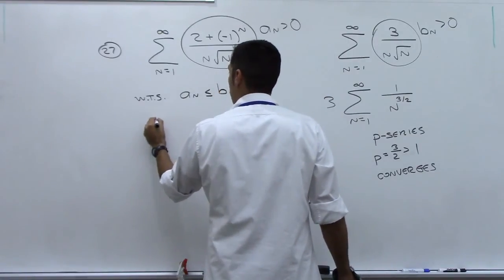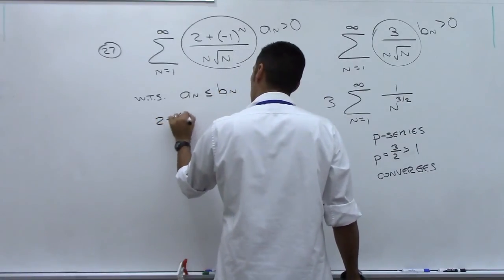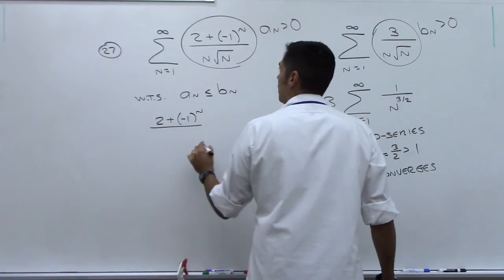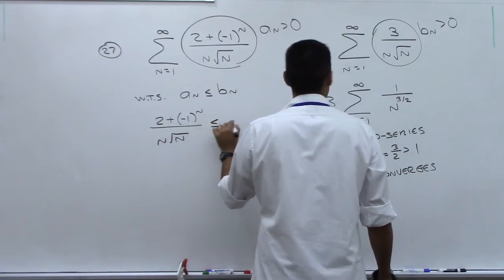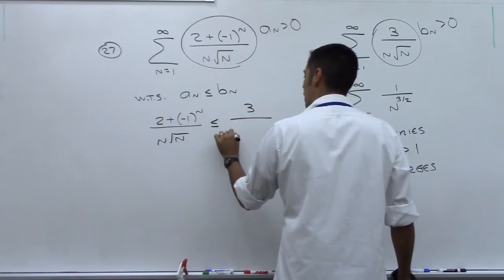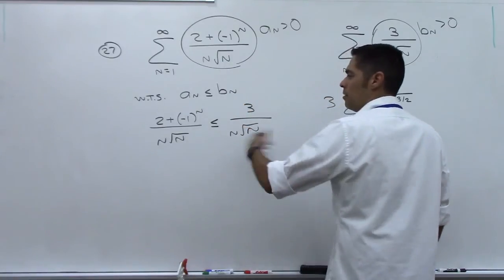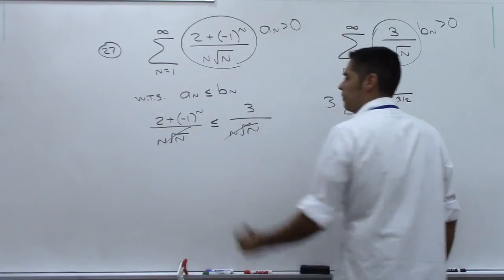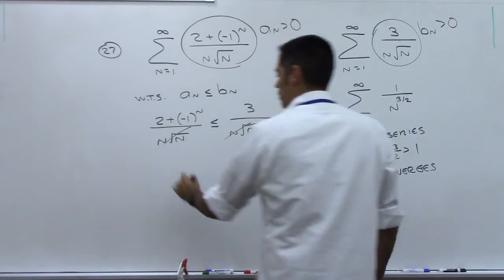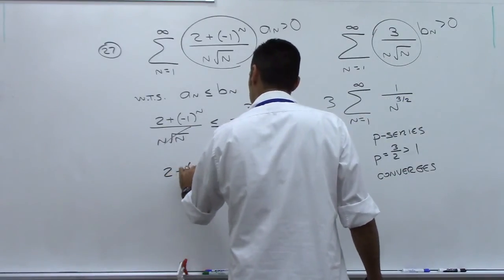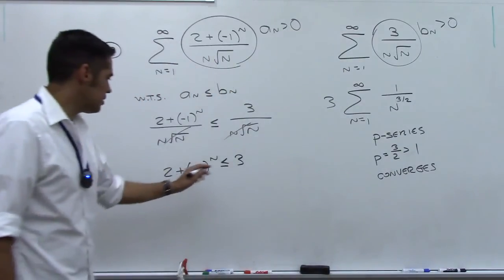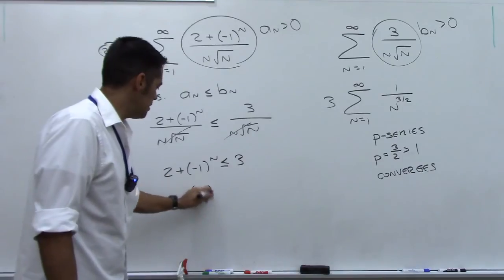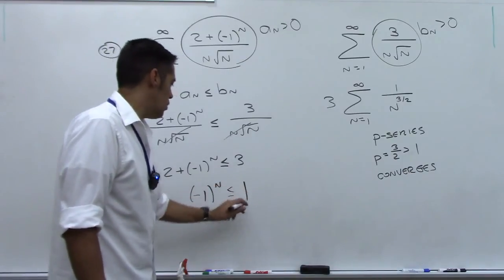So I need to show that 2 plus -1 to the n over n root n is less than or equal to 3 over n root n. Multiply both sides by n root n, they're gone. And then we'll have 2 plus -1 to the n less than or equal to 3. Let's subtract 2 on both sides. -1 to the n less than or equal to 1.